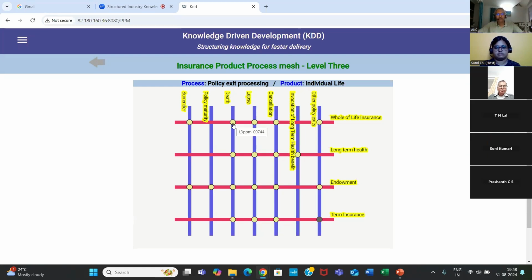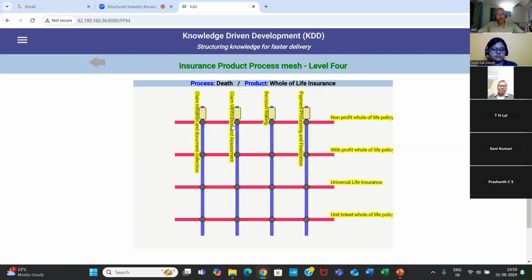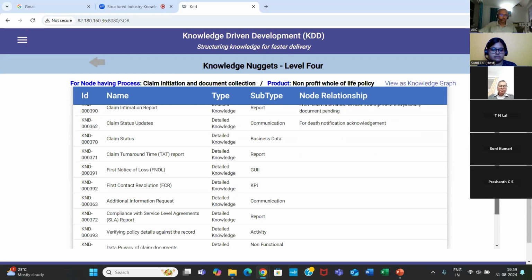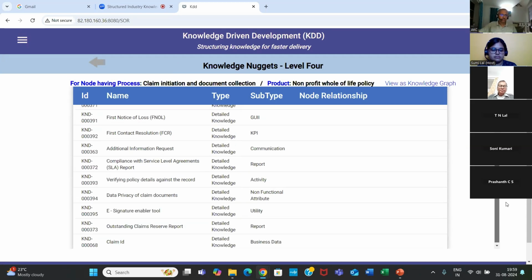If I click here, again, here you don't see any node because this is not applicable, right? Policy maturity for whole life insurance is not applicable, so it is not there. But there could be a depth, so there could be a next level where you can go down. At level 4, you see all of this is black. That means you can't drill down any further, right? But at this level you can, these are all the nuggets where you can go and see the granular nuggets at this level, right? Like here, if you see so many of these coming, right? All of these are different nuggets which are there.